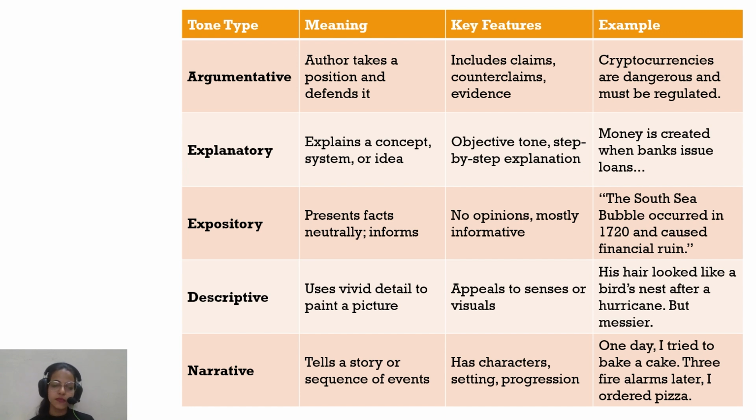Then narrative. That means telling a story or sequence of events. So it might have some character, some setting, there's a progression: this happened, then this happened, followed by this. When you're talking to your friend and you're trying to tell, okay, you know what, where I was coming, I saw something, and then I saw this person, this person was talking to this person, and then they started fighting. So this is some sort of storytelling going on. So this is a narrative tone type. For example, if you're telling your friend, one day I tried to bake a cake and three fire alarms later, I ordered pizza. So that's narrative tone.